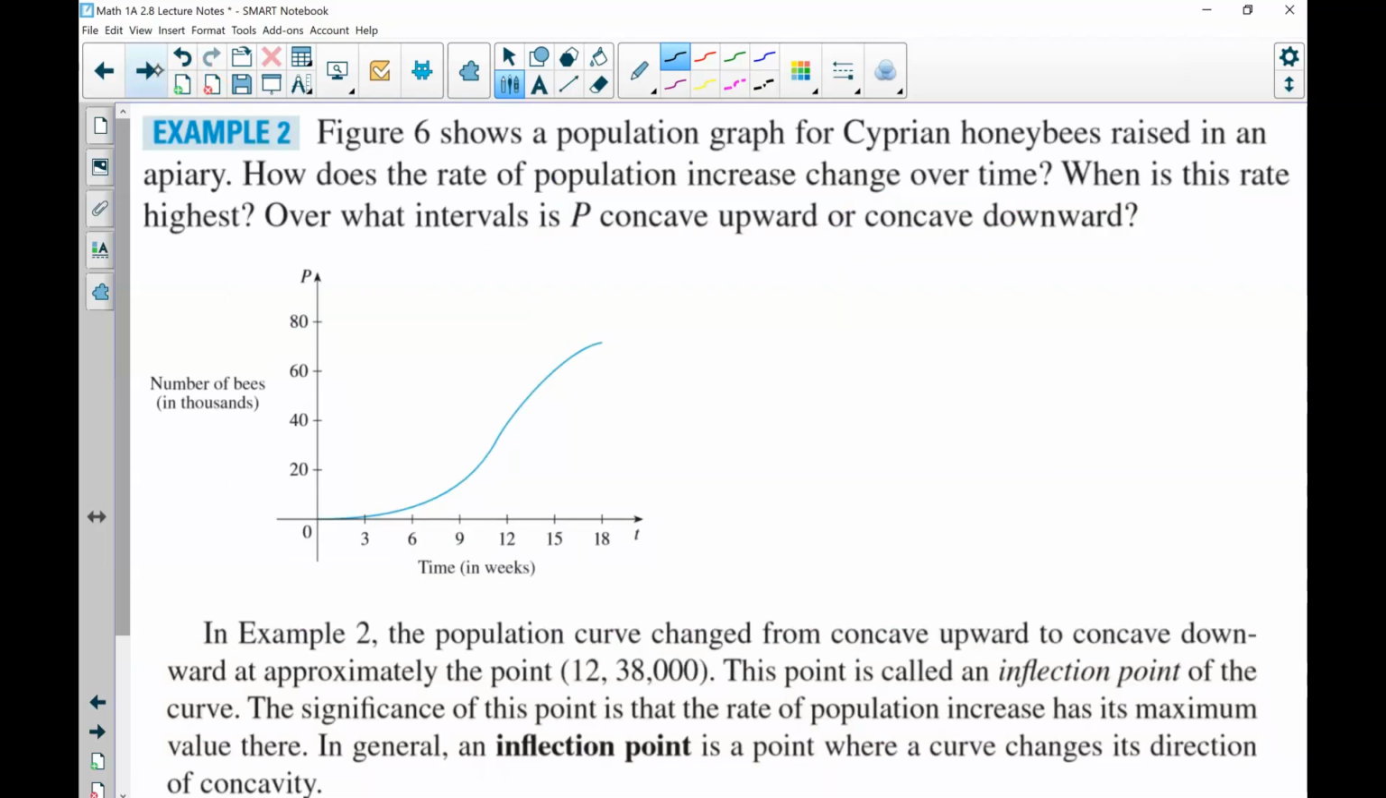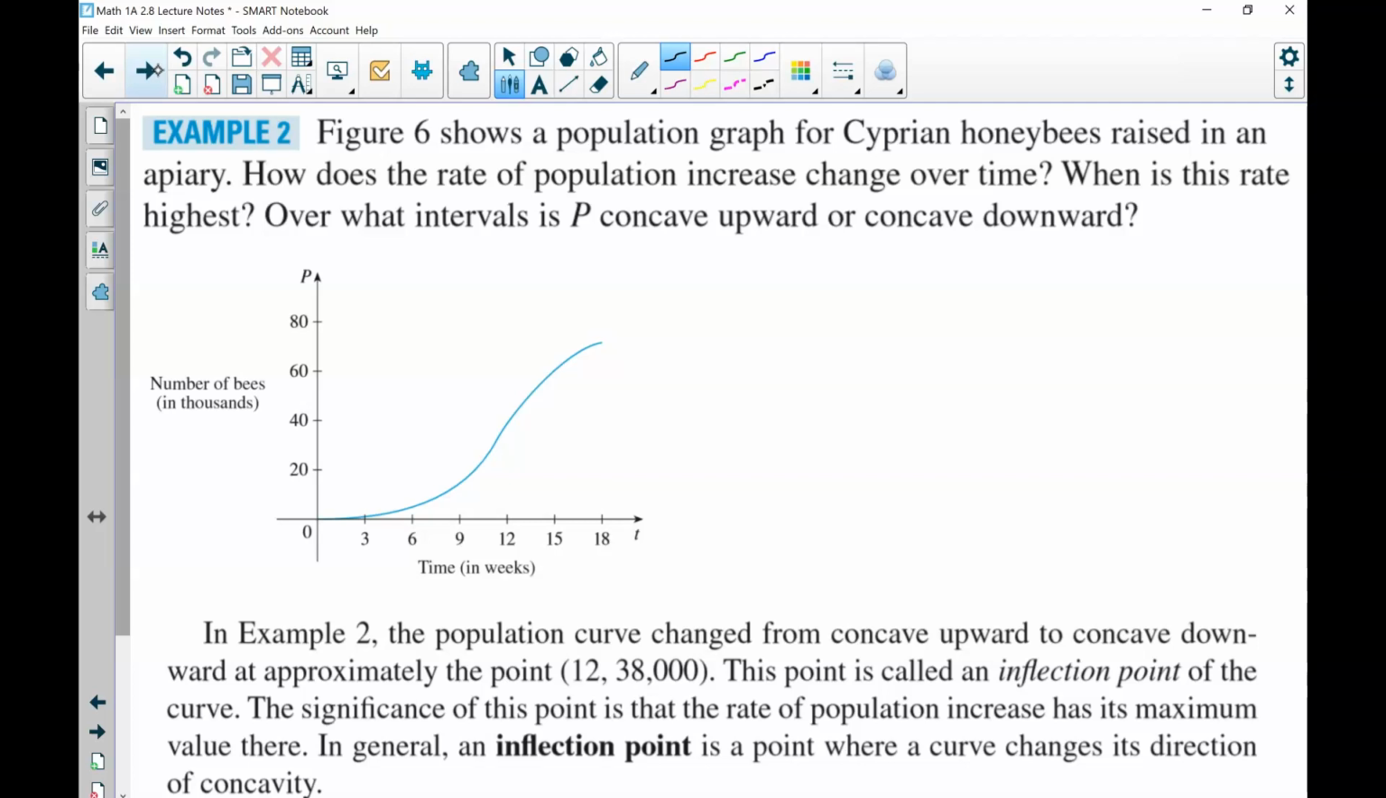So the example says here that the figure shows population growth for Cyprian honeybees raised in an apiary. How does the rate of population increase change over time? And when is this rate highest? And over what intervals is P concave upward or concave downward?